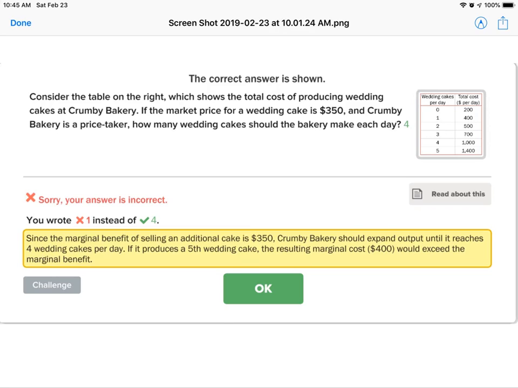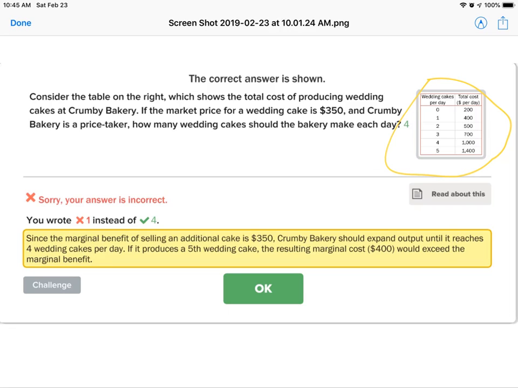So we're looking at this table on the right, and the question is that we've got information on the quantity of cakes and information on the total cost, and the question is how many wedding cakes should the bakery make each day? And the correct answer we see here is 4.